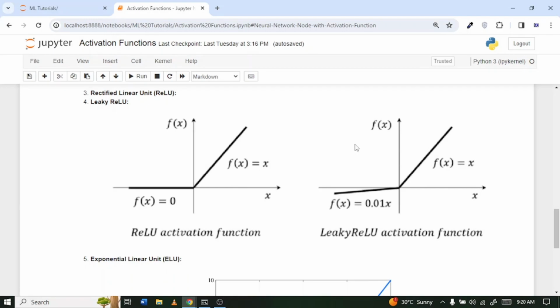Now the next one I would like us to talk about is the rectified linear unit, which is termed ReLU. With the ReLU function, it takes in an input, and if the input is positive, it gives us that same value as an output. But if it's negative, then the output will be 0. As you can see in the diagram here, when you apply a positive value, you get the same positive value as your y. But when you apply a negative value, you get 0 as your y.